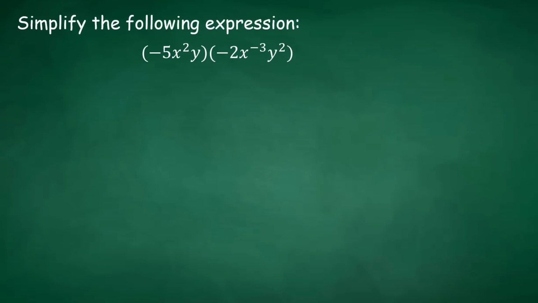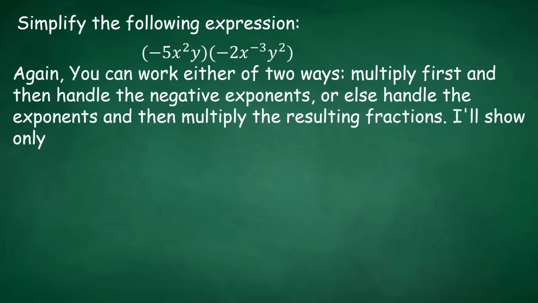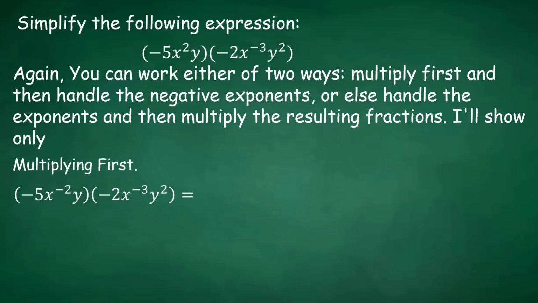Simplify this expression again. You can work either of two ways. Multiply first and then handle the negative exponents, or else handle the exponents and then multiply the resulting fractions. I'll show only one. Multiplying first, you need to multiply the terms that have the same base. Negative 5 times negative 2 is equal to 10. x raised to the power of negative 2 times x raised to the power of negative 3 is equal to x raised to the power of negative 5. y times y squared is equal to y raised to the power of 3.